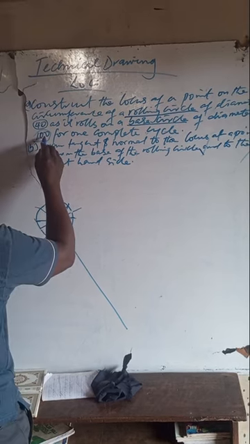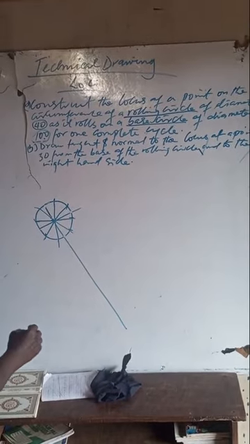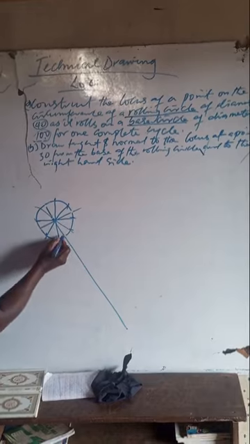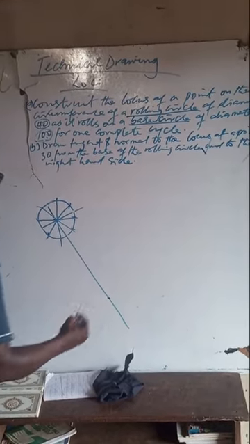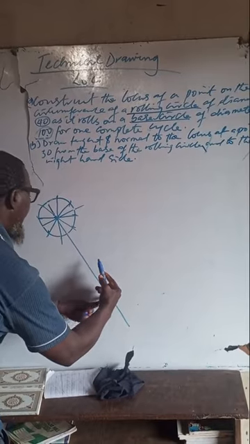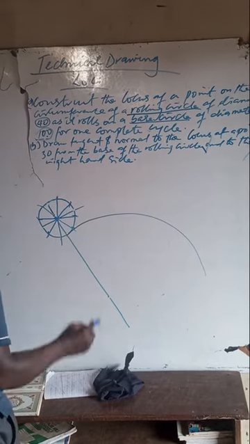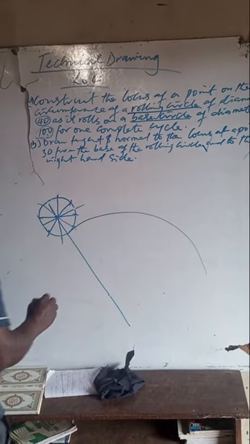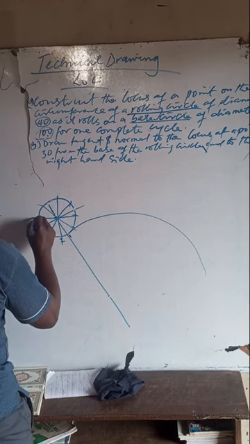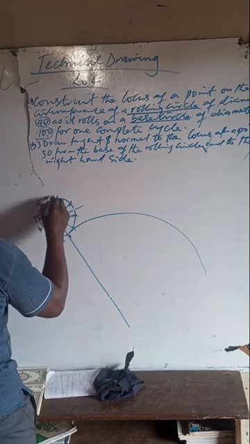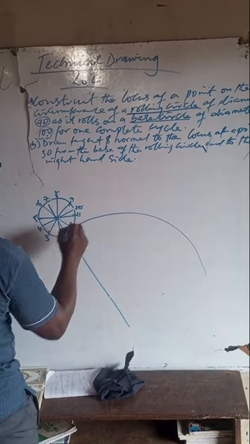Now the base circle is diameter 100, which means the radius will be 50. So I'll measure 50 from here. If this is my 50, I'll stay there as center, extend it to this place, and draw an arc like this. After drawing the arc, let me label this 1, 2, 3, 4, 5, 6, 7, 8, 9, 10, 11, and 12.